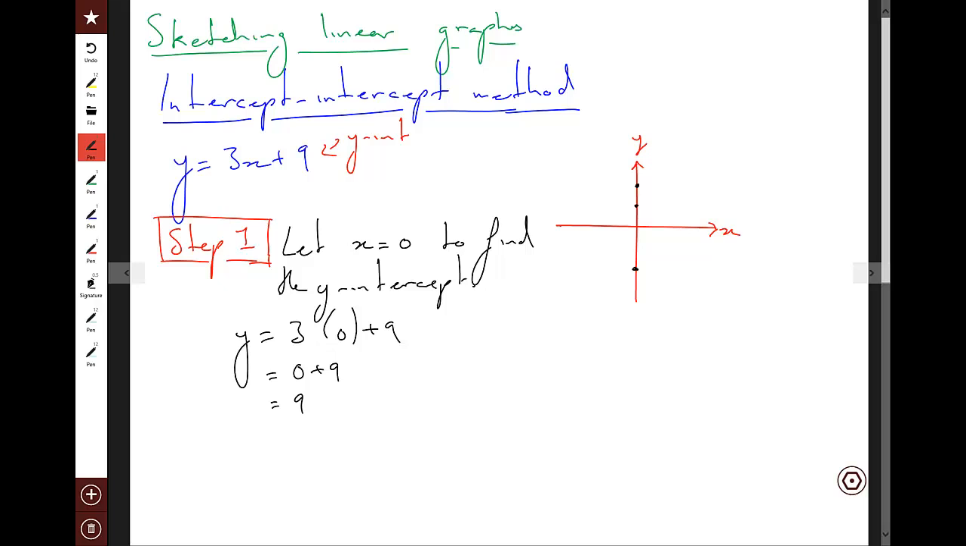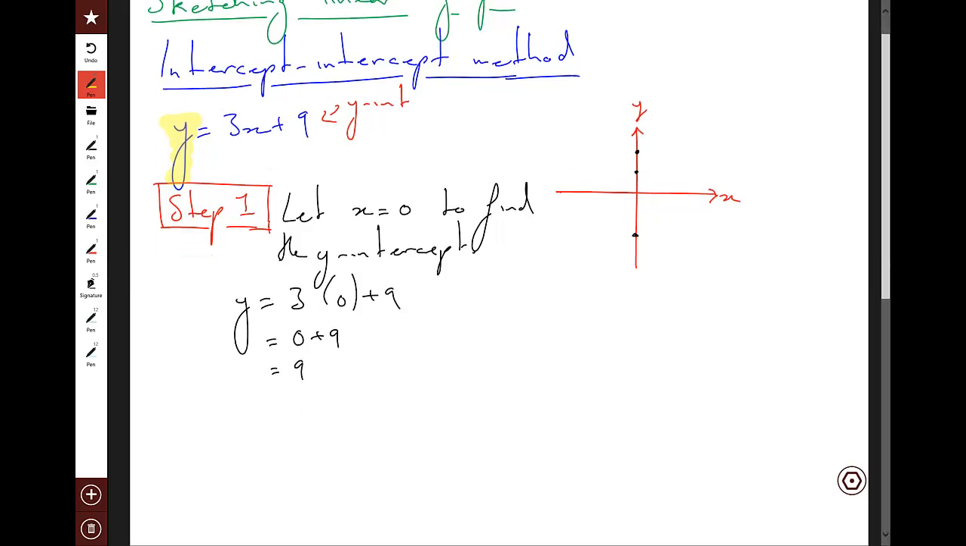Now hopefully a lot of you are saying, well, that was obvious, I saw it was 9 from here. Yes, but that's only because we have y on its own for this question. If y wasn't on its own, then this idea that whatever number's on the right hand side is the y-intercept wouldn't work. So it only works because y is on its own here.